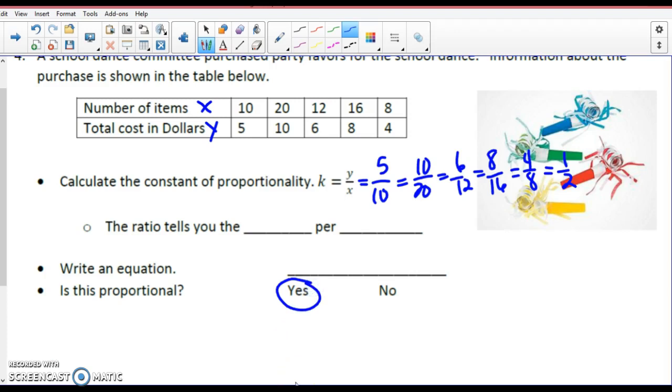Tell me what the ratio tells me. Cost per item. And what will the equation be, Justin? Y equals what? Oh, 1/2. Correct. Y equals 1/2 X.